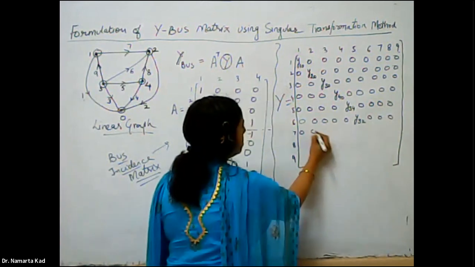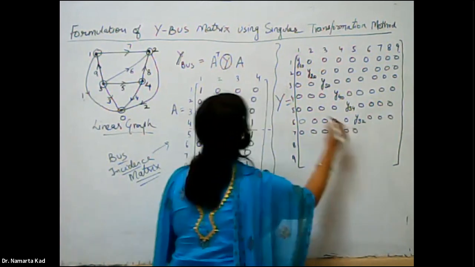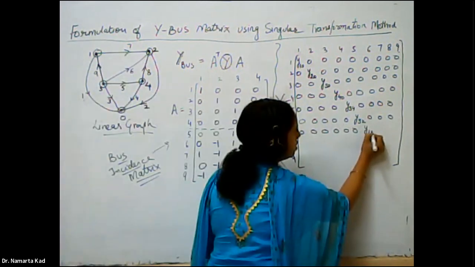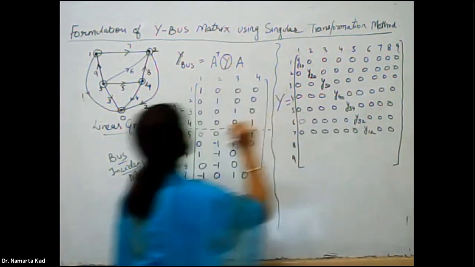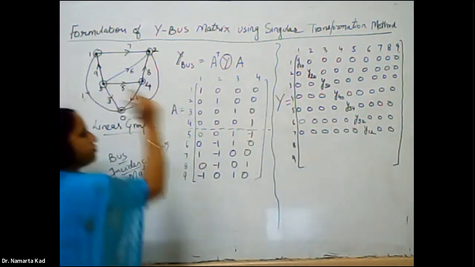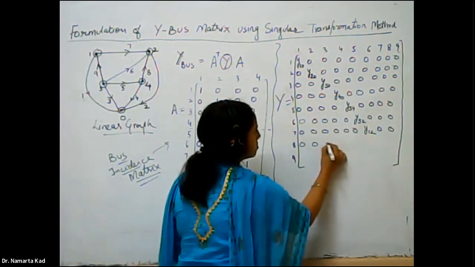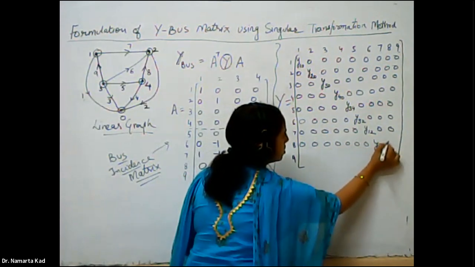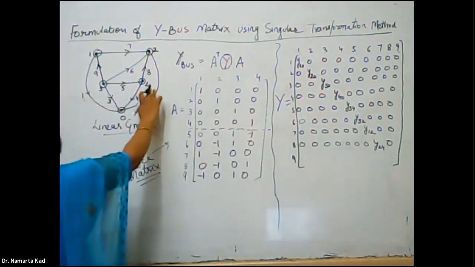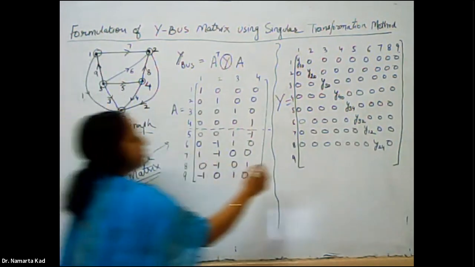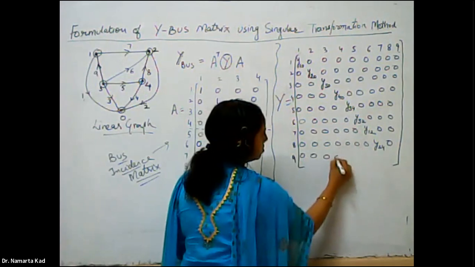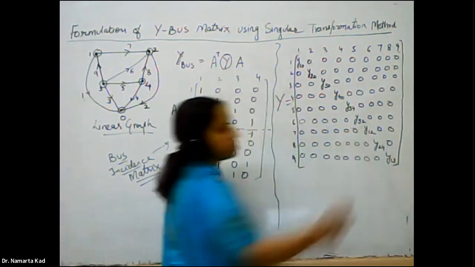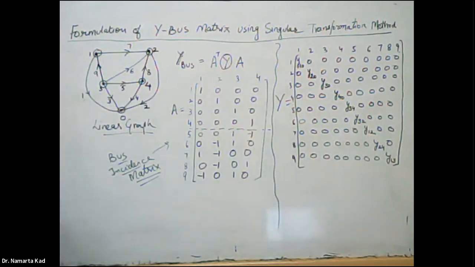Now the seventh element is between 1 and 2. So write y1 2 0 0. The eighth element is between 2 and 4: y2 4 and 0. The ninth element is between 1 and 3, so y1 3. So this one is your primitive network.